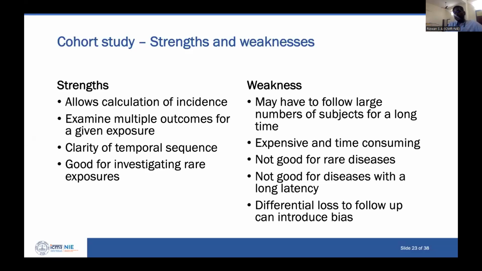It's not good for studies with a long latency period. So if you think about diseases like leprosy, where there is a long latent period, cohort studies might not be suitable because at the end of the follow-up period, you may not even have a single case. And differential loss to follow-up, as I said before, if the loss to follow-up is different between the exposed and the unexposed group, it can introduce biases into your study results.